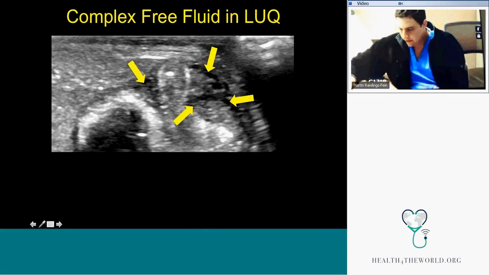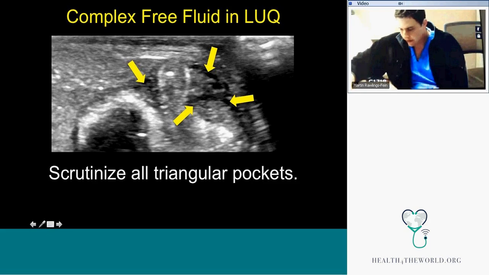Ultrasound, complex fluid in the left upper quadrant. This is bowel, but then there are all these little pockets, so you really need to scrutinize all the triangular pockets. And the fluid is complex. I mean, this is free fluid. It looks like intestinal contents, but it's in the peritoneal space. It forms these triangular pockets that surround what are otherwise clear intestinal loops.